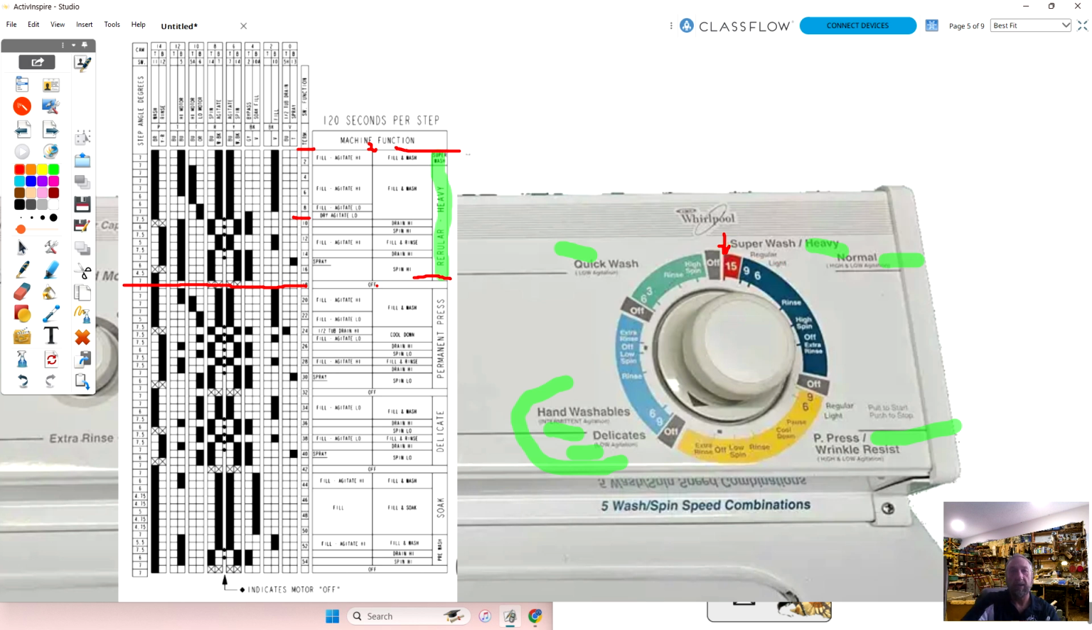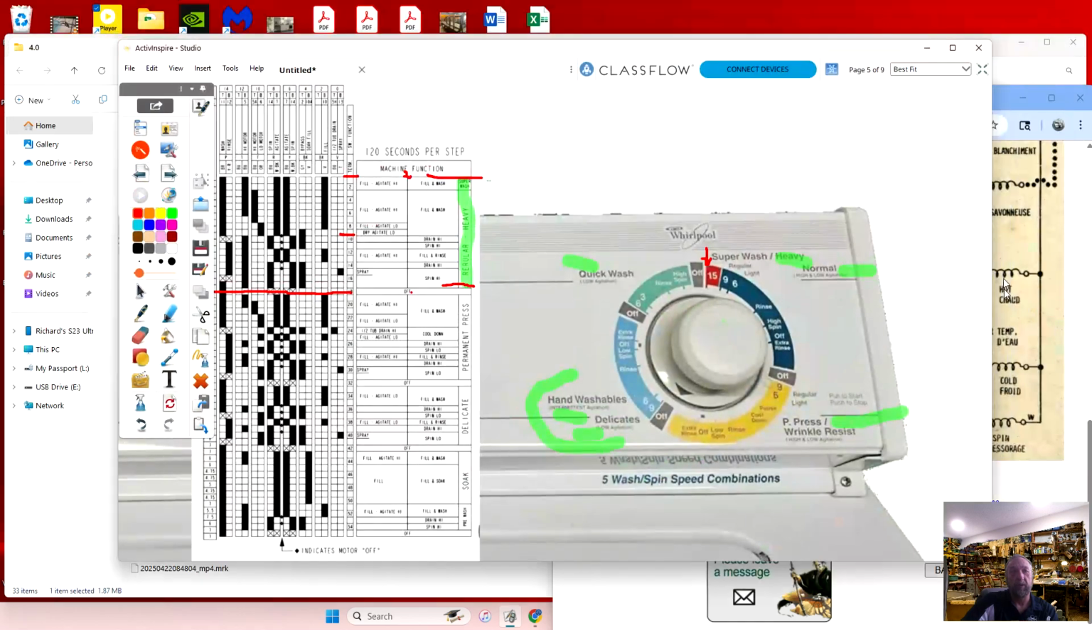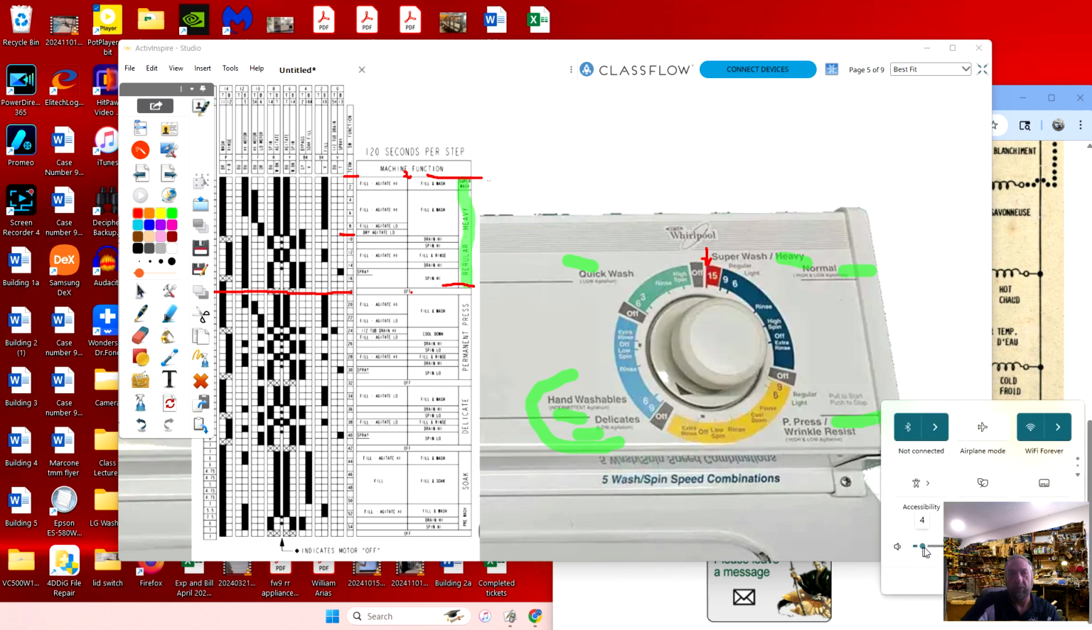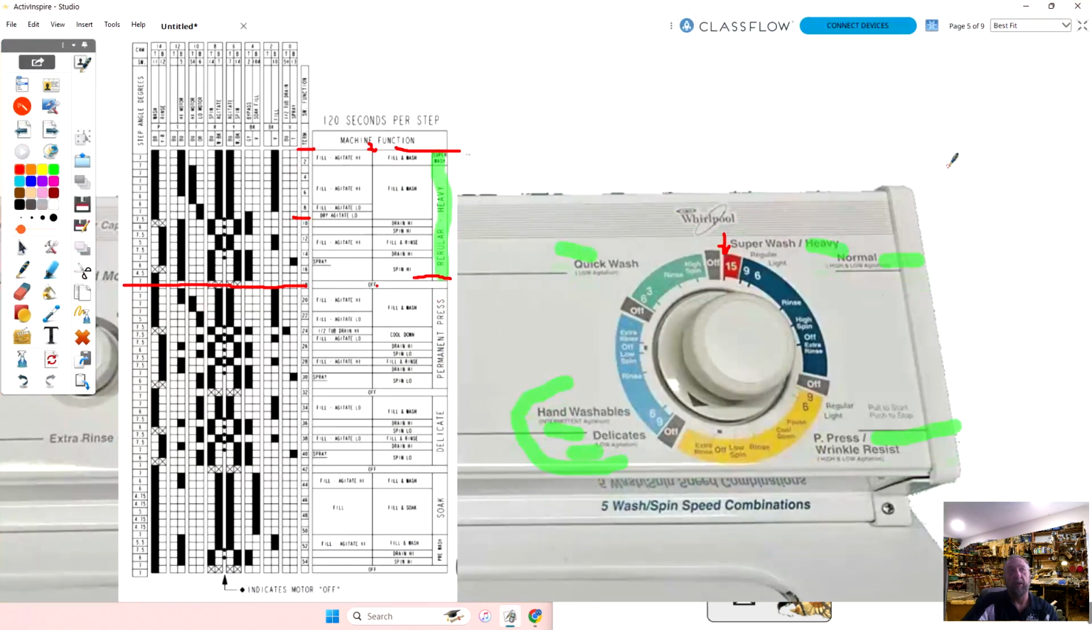Hold on just one second. I got the volume so loud on my phone when you guys are talking, I'm getting a feedback. Let me just adjust the volume here for a second. I have the volume way too loud. All right. What did you guys say?